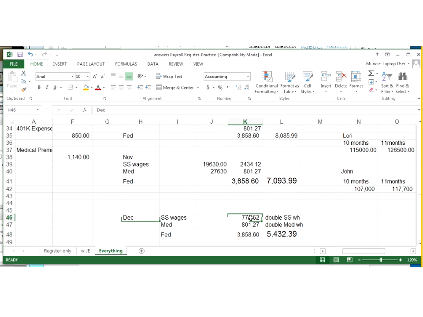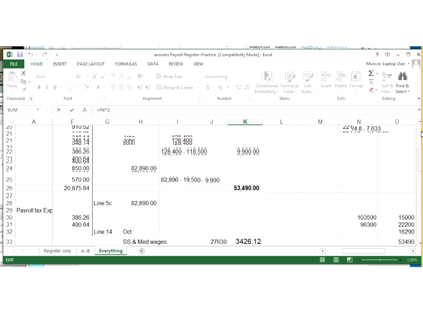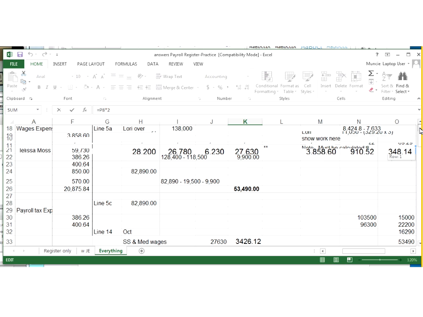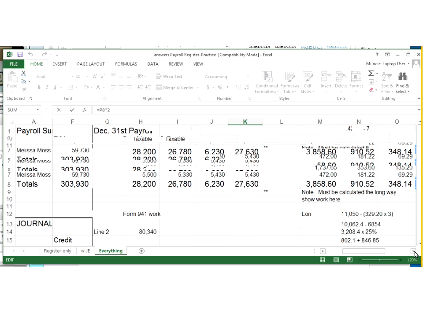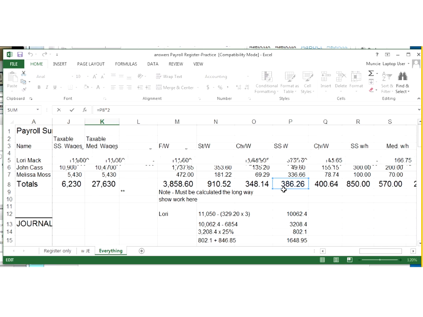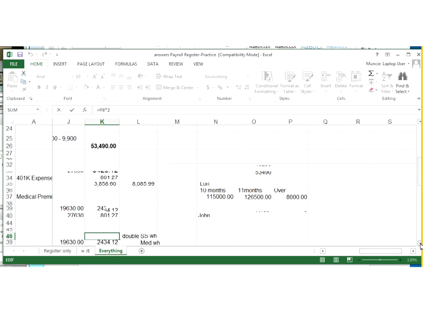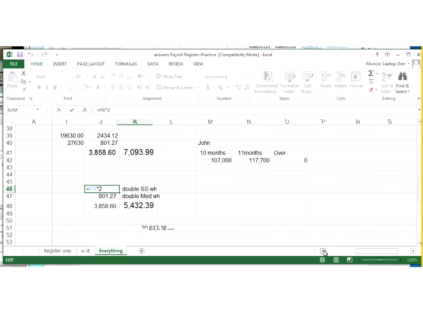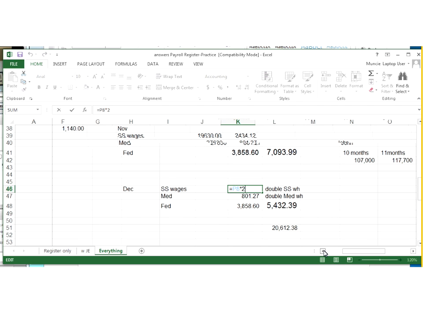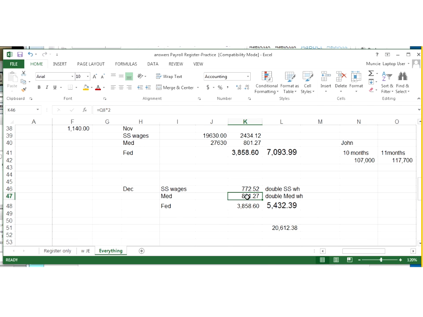And for December, I don't even have to calculate anything. All I had to do was go back up to my payroll register, see how much the employees had taken out total, 386. But remember, that's just the employee. So what I need to do is double that. And then the same for the Medicare. I need to double the 400 to show how much was taken out for both the employee and the employer total. So that's where I get the 772 and the 801.